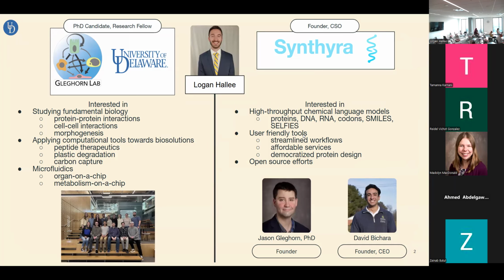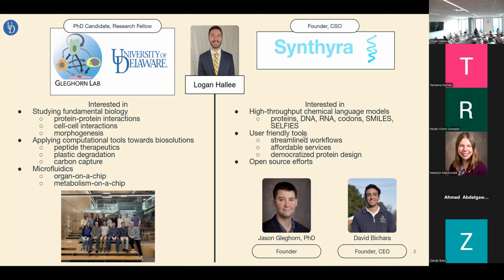I kind of wear two hats. One, I'm a research fellow at UD. I'm a PhD student in bioinformatics. I work in the Glycorn lab. We work on a really broad variety of problems. I have this stuff up here in case any of it is interesting to you, and you might want to chat about it after, or network.